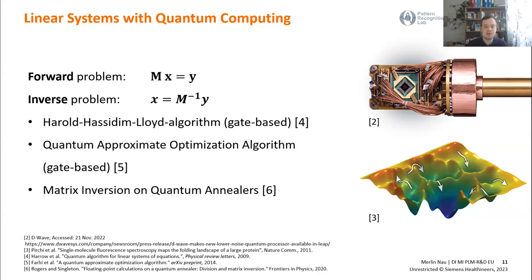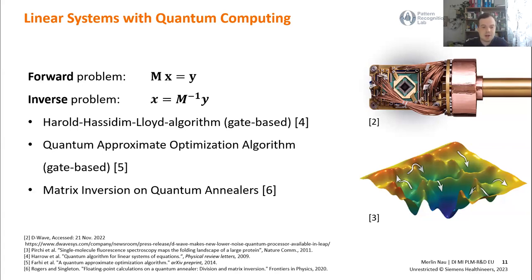One of the first ones that we stumbled on was the Harrow-Hassidim-Lloyd algorithm, which runs on gate-based hardware. However, it is infeasible because it's not running on NISQ hardware. It is restricted to well-conditioned matrices, and we don't have that in our problem. So this was not a feasible option. The quantum approximate optimization algorithm is another algorithm used for binary optimization, and this is in a similar structure to the QUBO formulation that we use for our quantum annealers.